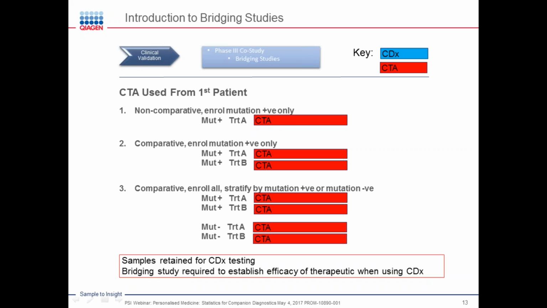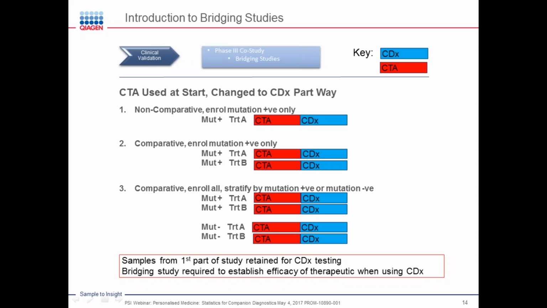However, if the CTA, the clinical trial assay, is used in the study and the CDX is not used in the study, then we need to retain samples for CDX testing, and we'll need a bridging study to establish efficacy of the therapeutic when using the CDX. And obviously there are a few variations on this theme. It could be part way through that the CDX becomes available, and in this case it's really quite similar to the previous slide. We'd still need to conduct bridging to ensure we take account of all patients in our efficacy analysis.